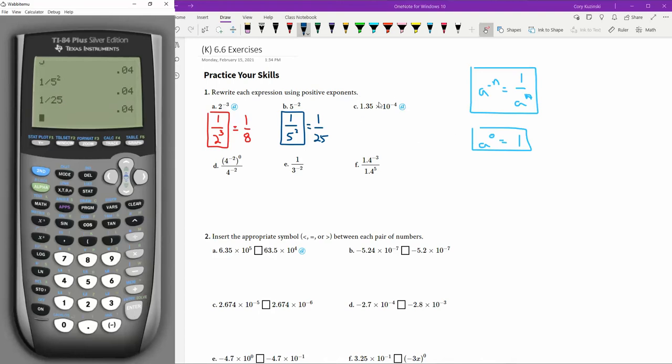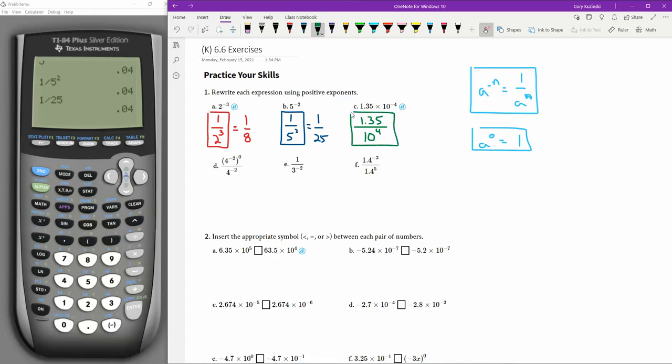All right, this one is in scientific notation, but apparently we're going to take it out of scientific notation to write it with positive exponents. So this is like 1.35 over 10 to the fourth, I guess, is the way we would write that, although I don't like the fact that there are decimals in this fraction. We could probably fix that, but I think that is what the book is showing as an answer.